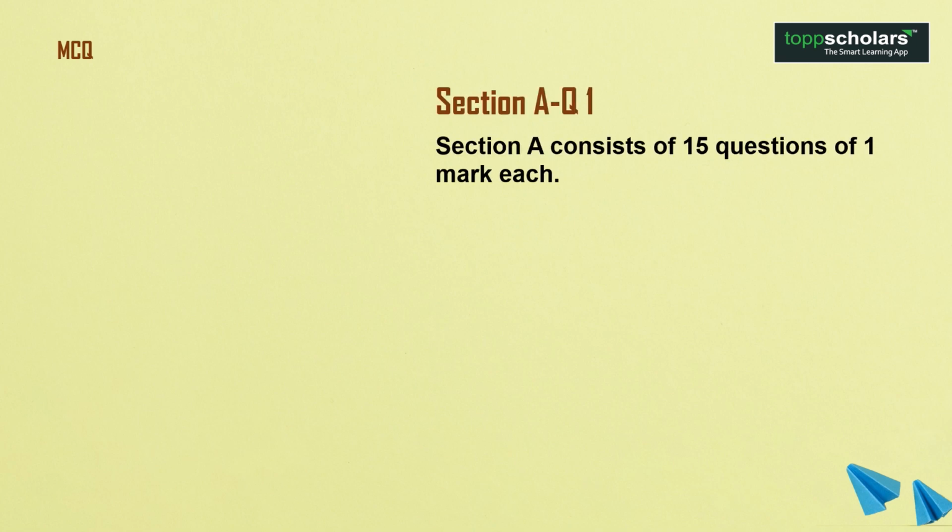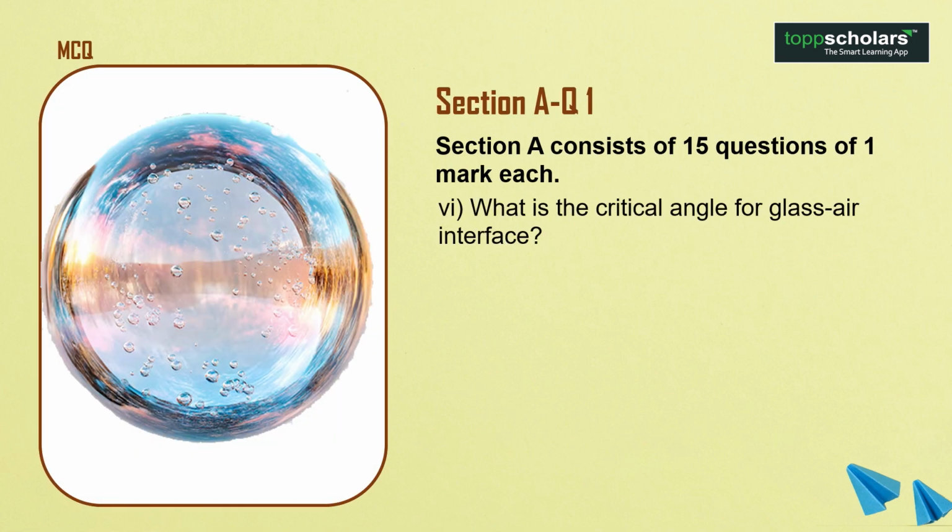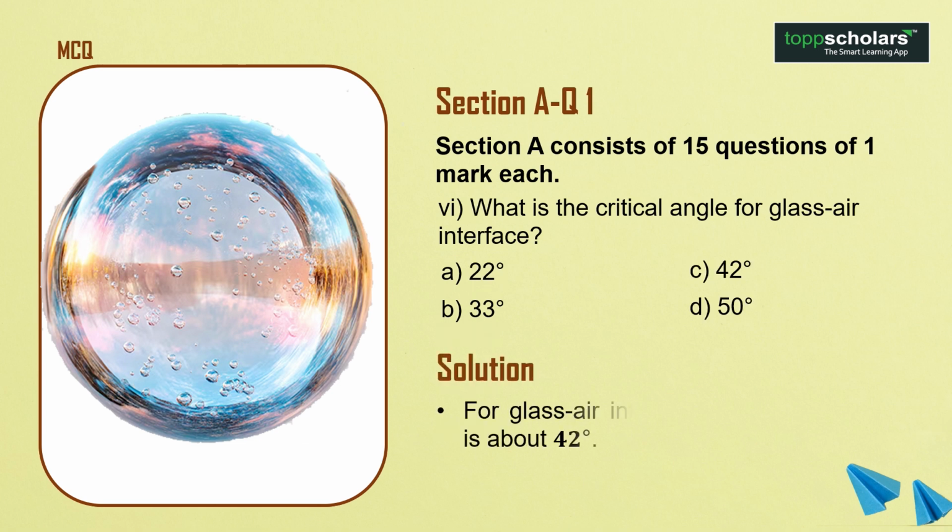Let us now have a look at the next MCQ. It says, what is the critical angle for a glass-air interface? 22 degrees, 33 degrees, 42 degrees or 50 degrees. Four options are given to us. Let us see the solution. So for the glass-air interface, the critical angle is about 42 degrees. So option C is the correct option.